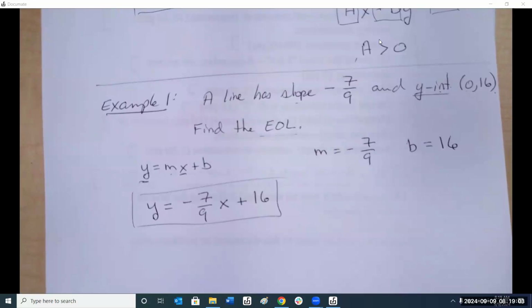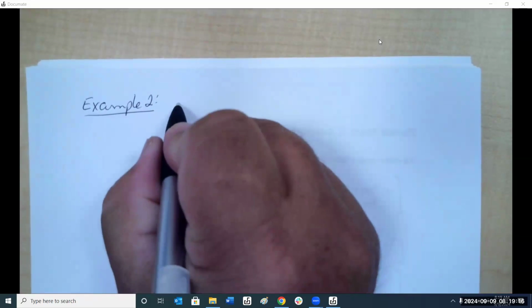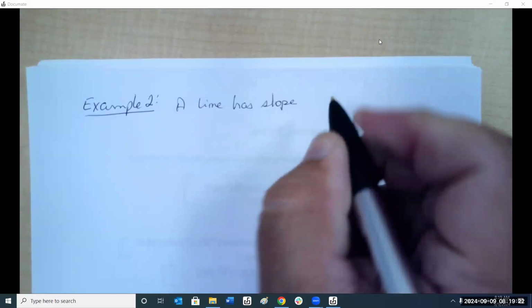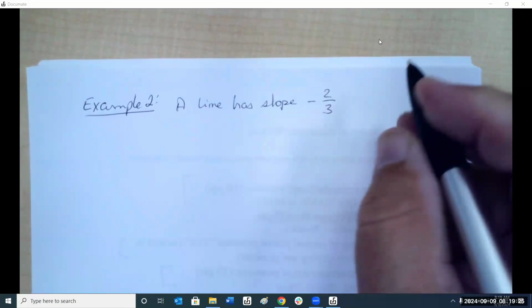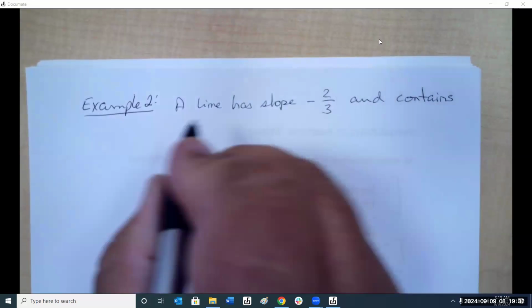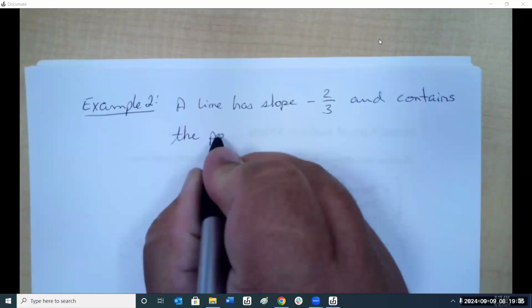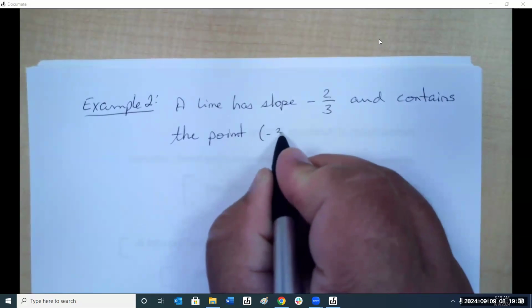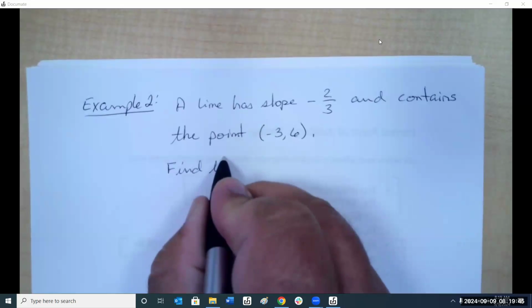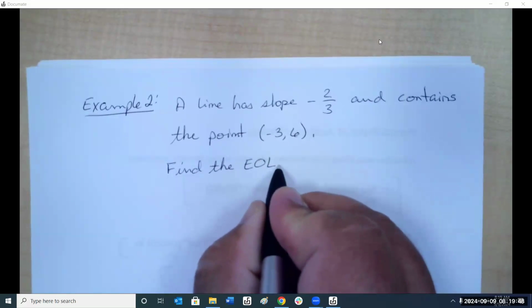Example 2 is just a little bit different now. Example 2 says a line has slope -2/3 and contains the point -3, 6. Find the equation of the line.